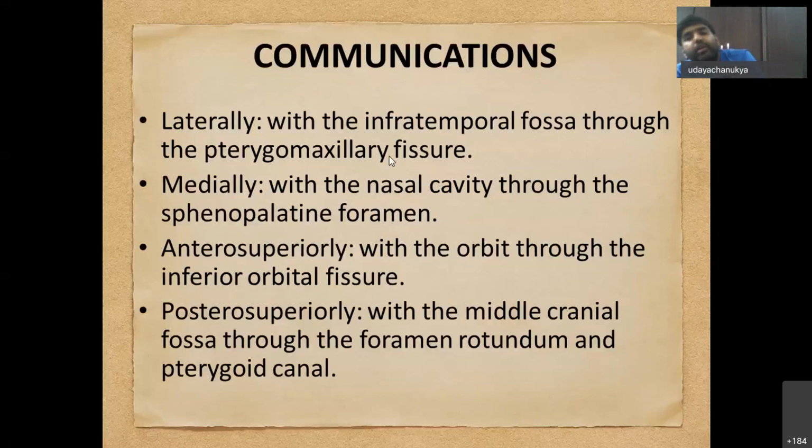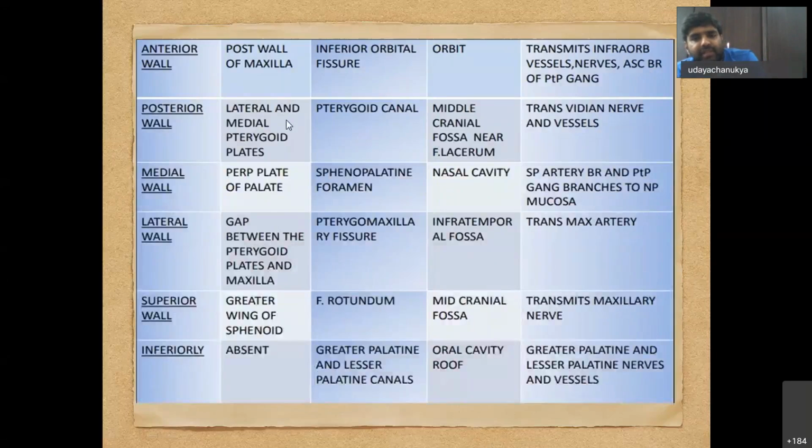Communications of the pterygopalatine fossa. Instead of reading this whole thing, we'll just see this table, which gives the whole information in a single table: the boundary, the structure forming it, what it communicates with, the communicating route, and the transmission. What is the anterior wall? It is the posterior wall of the maxilla.